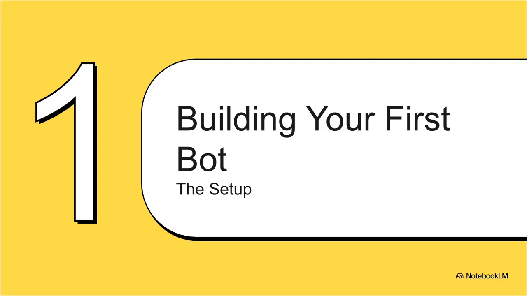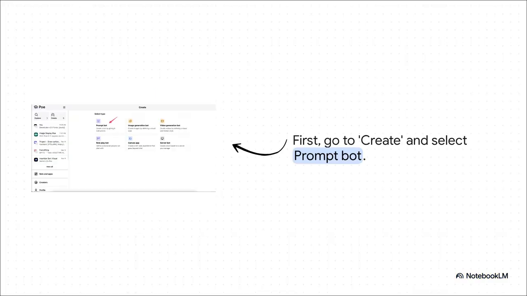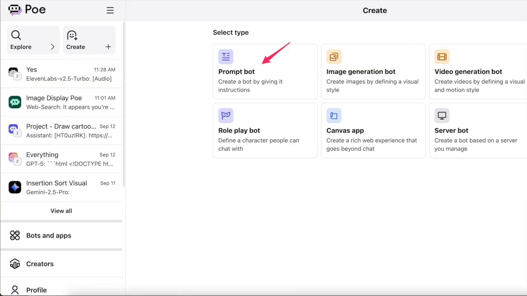The setup is super simple. It's really just a few clicks to get going. So first things first, once you're on Poe, you're just going to click Create. And from there, we want to pick Prompt Bot. This is the easiest one to start with because it basically just follows whatever written instructions you give it.